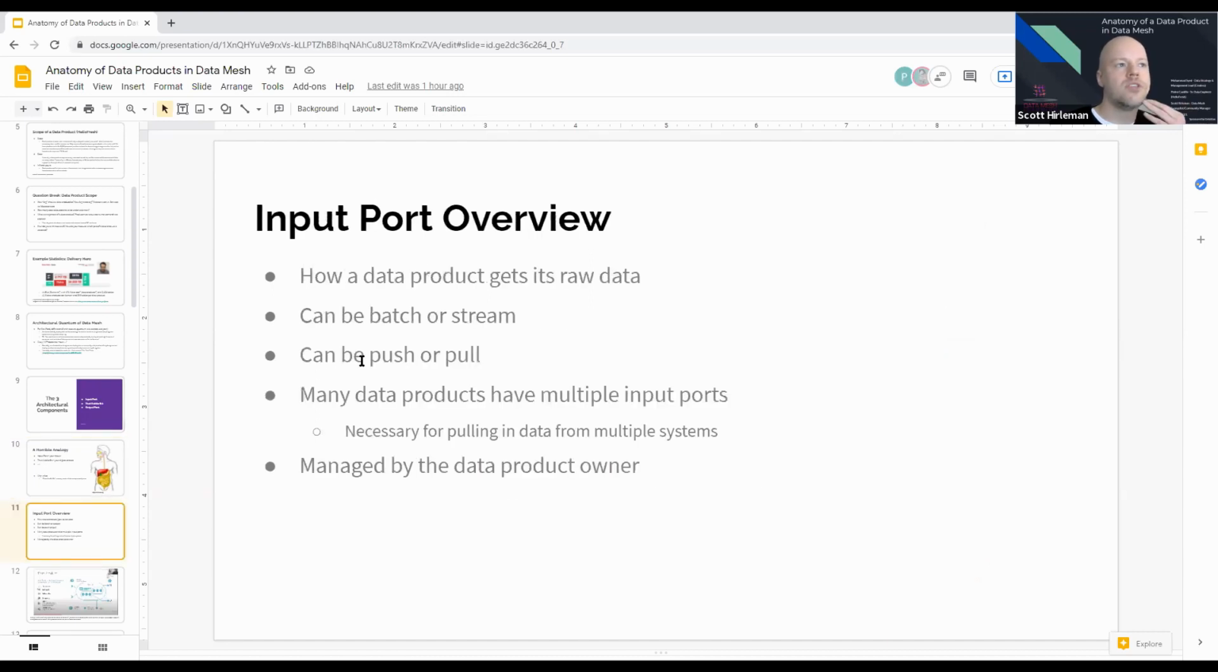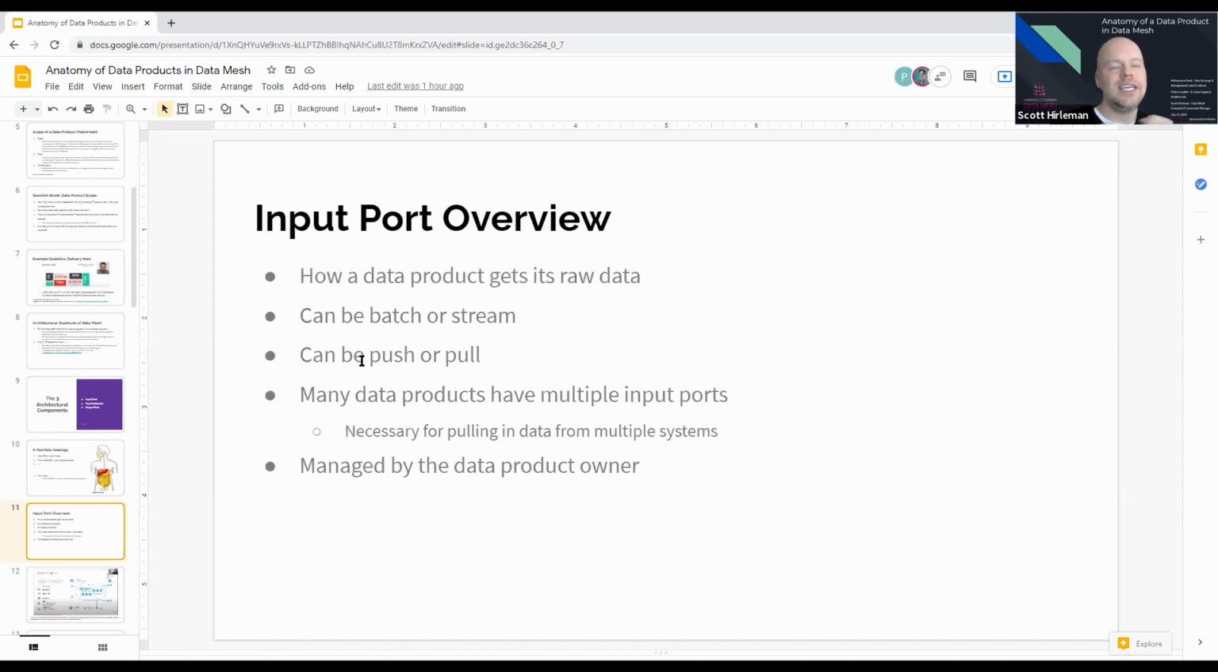But so the input port is how your data product gets its data initially, right? So it's getting data that's coming in, and it is crossing the boundary of the data product. So it can be batch or it can stream, it can be push or pull. I'm going to make a recommendation from my side, and what I've talked to people about is that it should be pull. It should not be push, because that push can break much more easily.